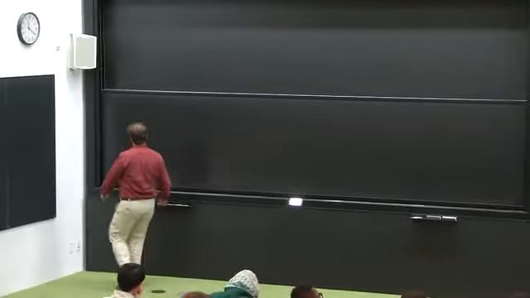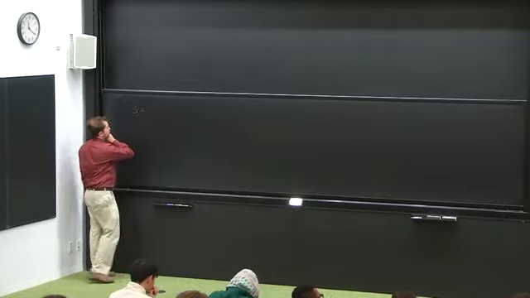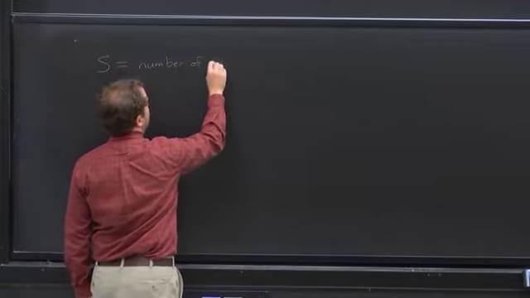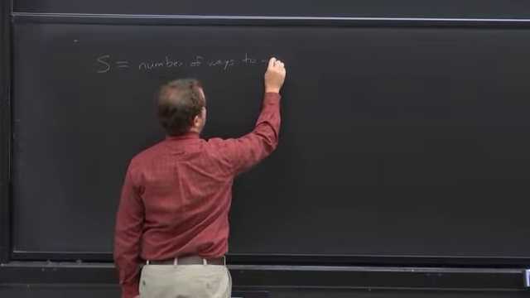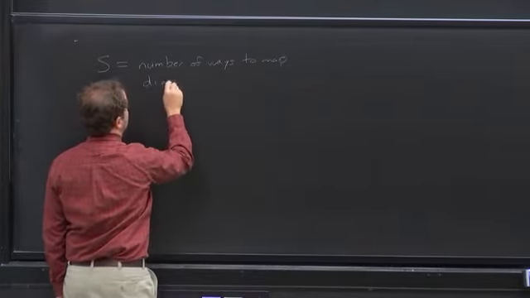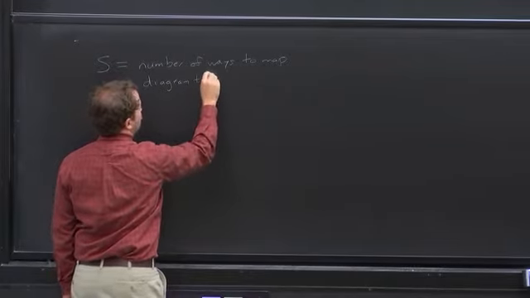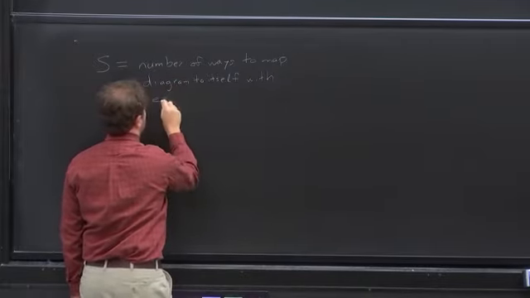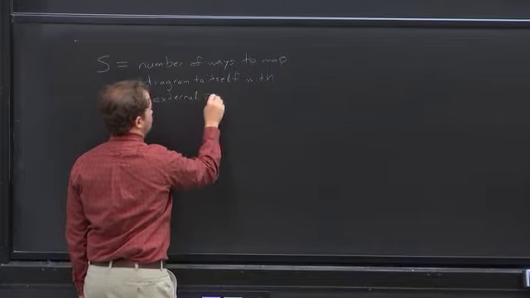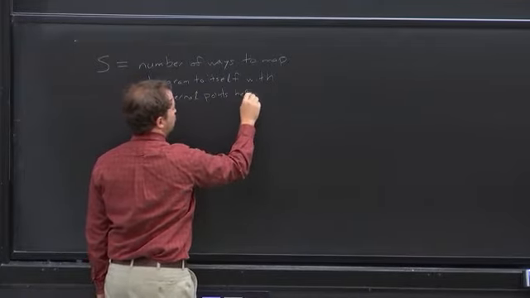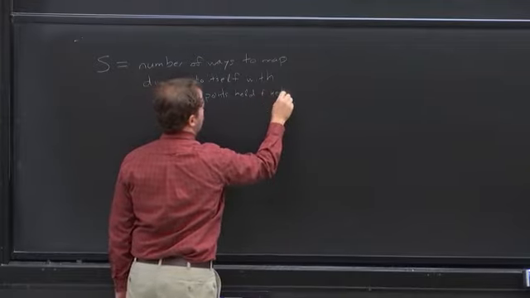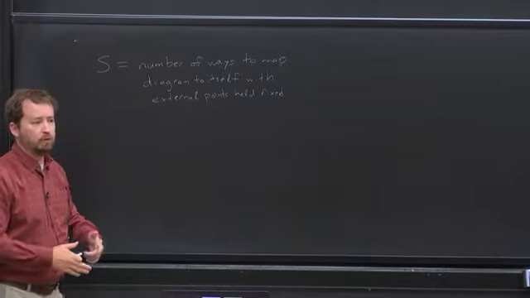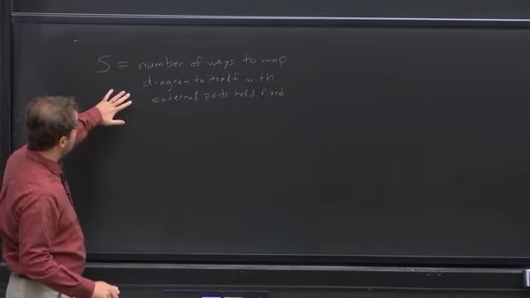And the symmetry factor I'm going to define to be the number of ways to map the diagram to itself with the external points held fixed. Another way to say this, equivalent to what I just said, is that it's the order of the automorphism group. That's something you're familiar with.